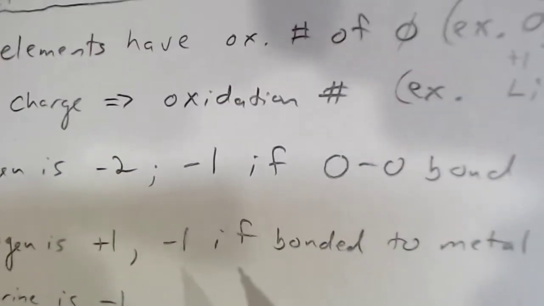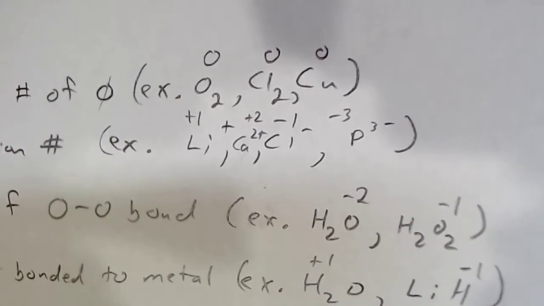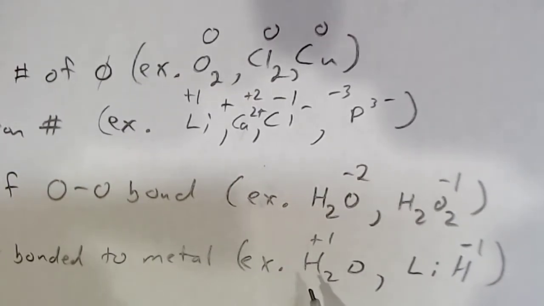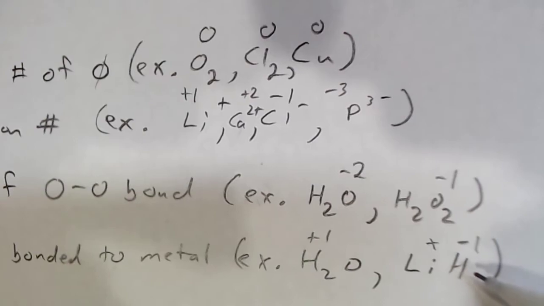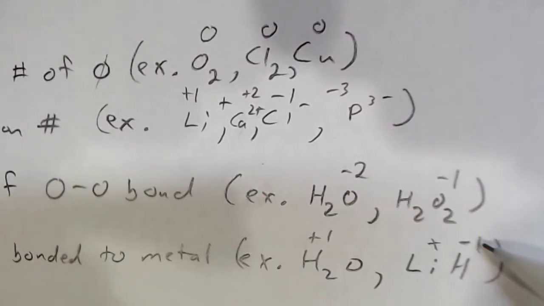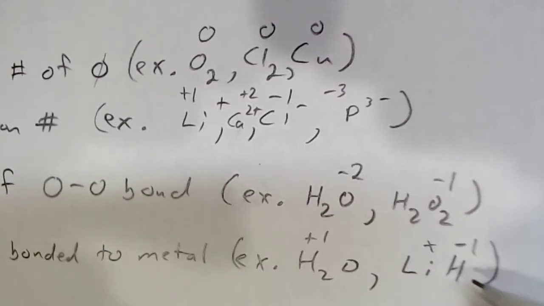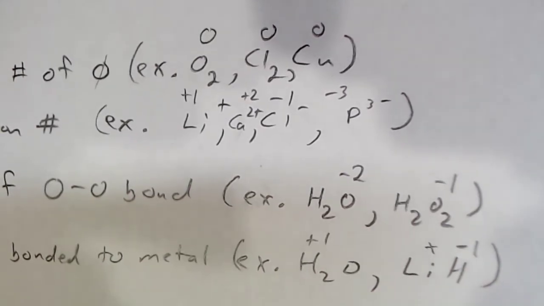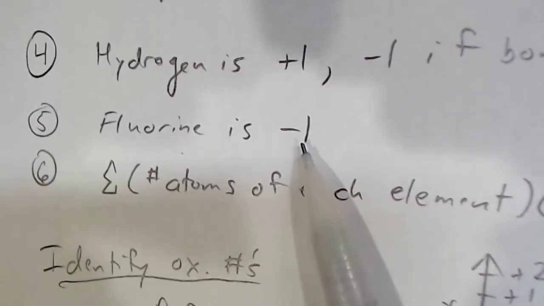Hydrogen is generally +1 if it's next to something else, but it's -1 if it's bonded to a metal. So in water, the hydrogen has a +1 oxidation number, but if hydrogen is next to a metal, then the metal might have a positive charge, and so the hydrogen might have a negative charge. That's how they might stick together. And so, hydrogen next to a metal, a hydride, is -1 oxidation number. If fluorine is next to something else, it's -1.